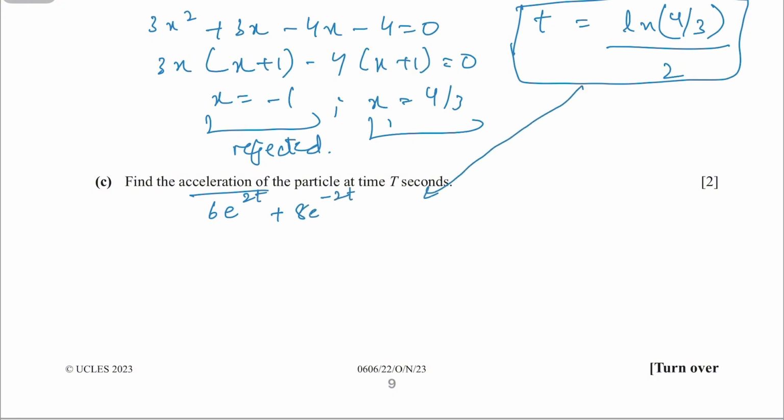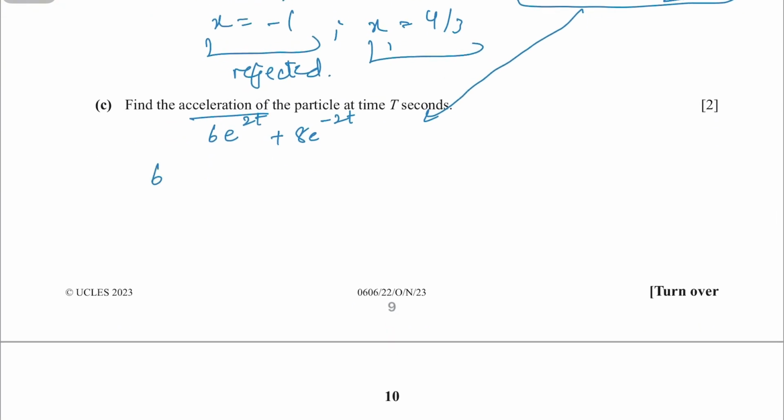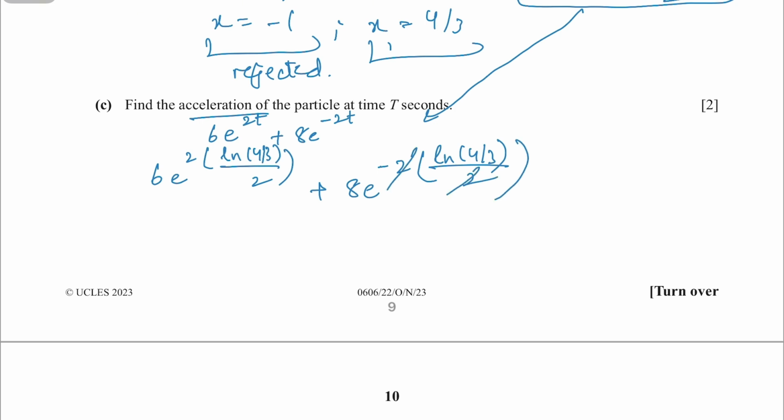Let's just substitute t over here. So this would be 6e^(2 ln(4/3)/2) plus 8e^(-2 ln(4/3)/2). So this would be cancelled out, and we'll have our negative power over here, and this 2 and 2 would be cancelled out.